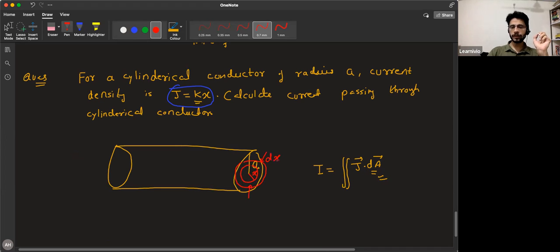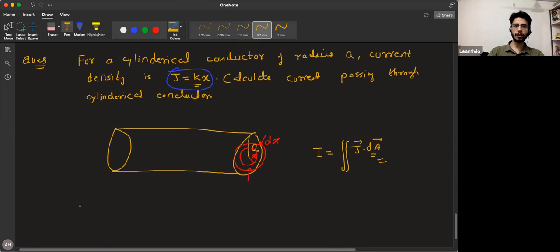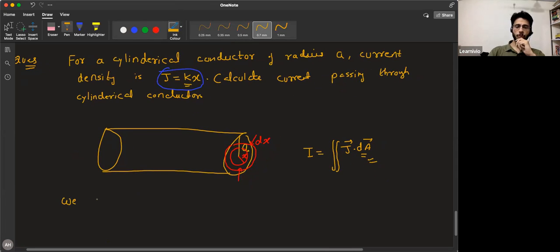So to calculate current, what we do is, we consider a small element of radius x and thickness dx.